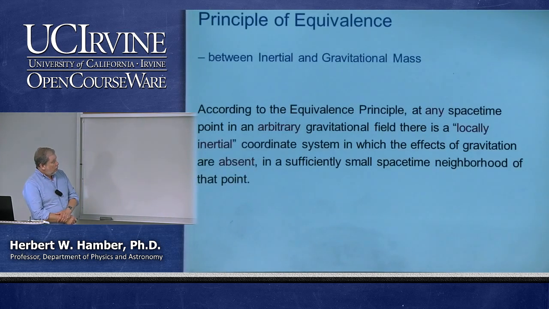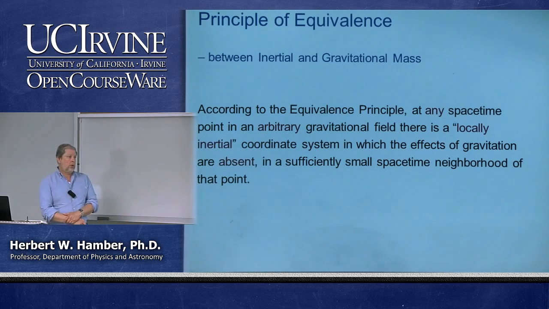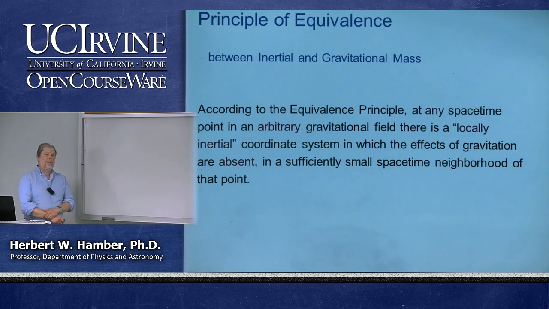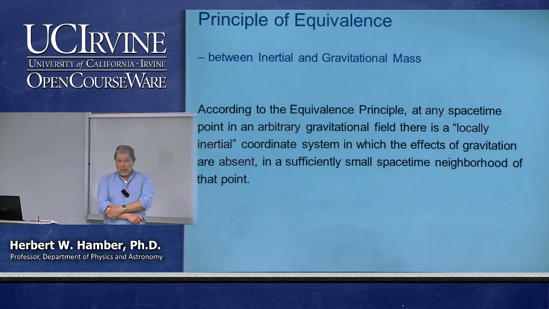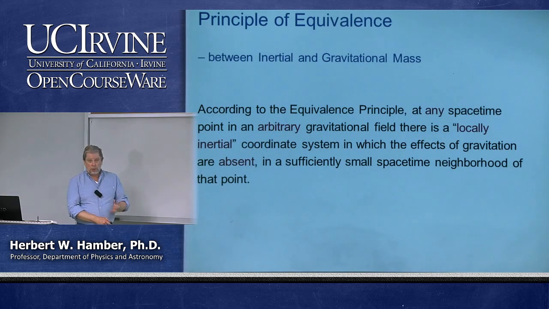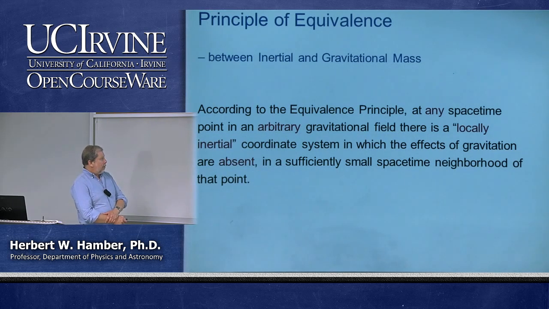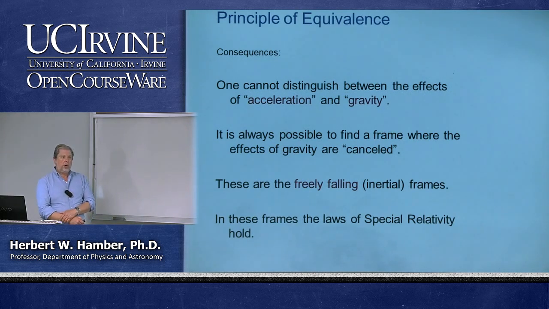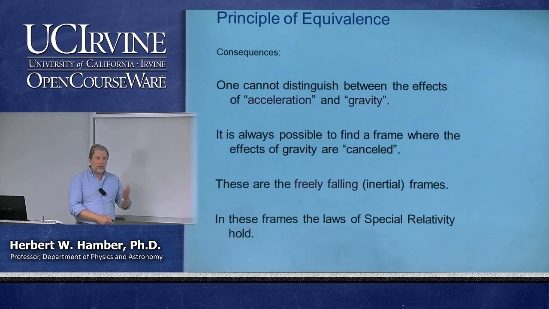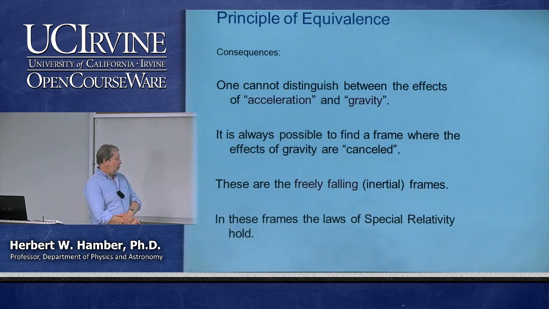So we started the discussion of general relativity by pointing out the importance of the equivalence principle, and the fact that there is always some special reference frame that you can find in an arbitrary gravitational field, which is associated with a freely falling particle, a freely falling frame. The main consequence is that you cannot distinguish between an acceleration and gravity. They're basically the same thing. There's no way to tell one from the other.